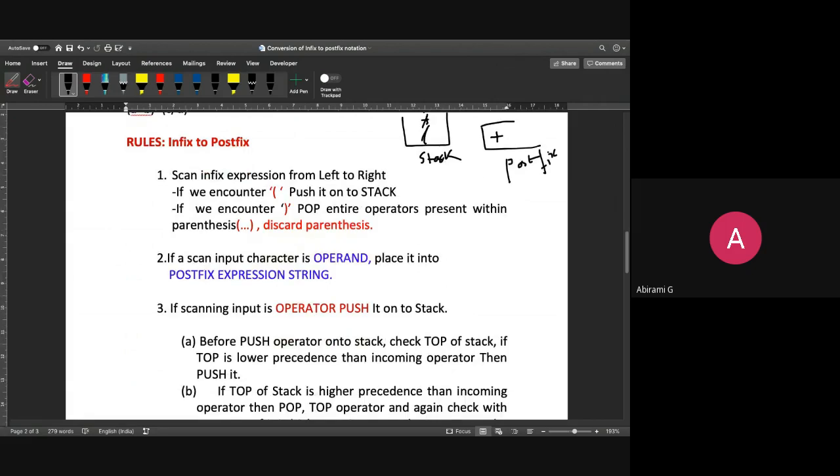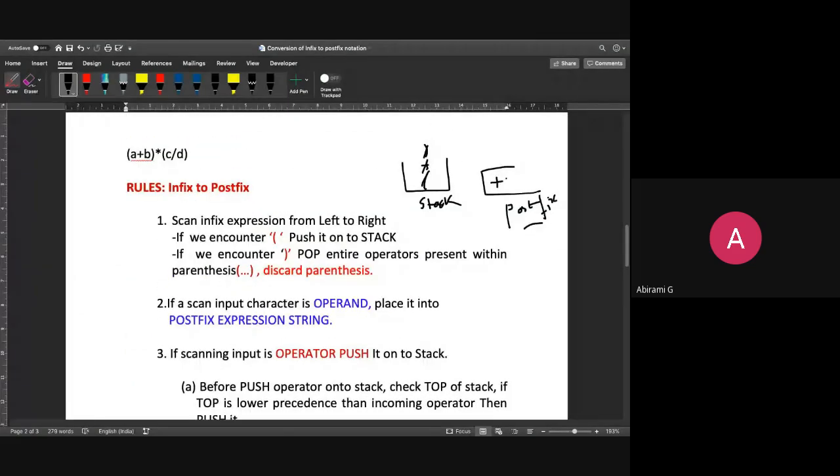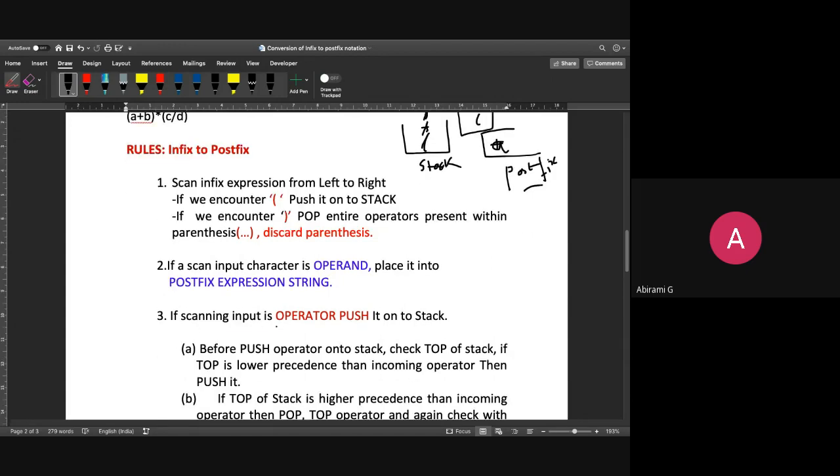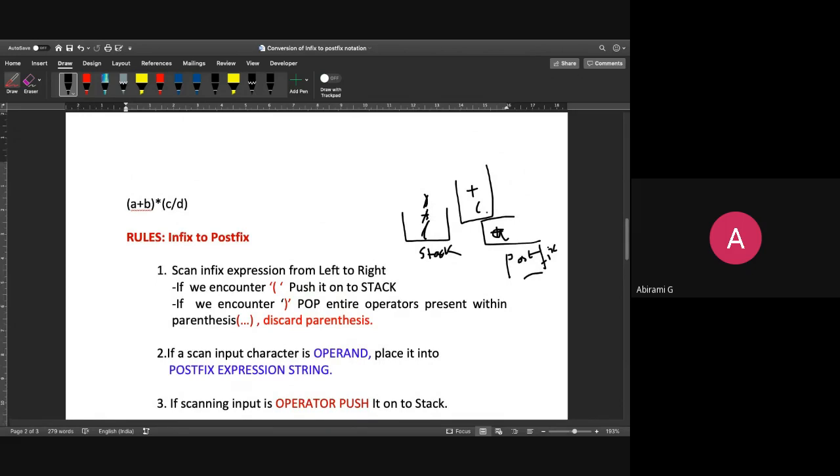If the scanned input character is an operand, place it into the postfix expression string. This is the postfix expression string. If you see A, directly place A here. Then if it is an operator, push it onto the stack. Before pushing it onto the stack, all the operands we see, we have to place into the postfix expression.